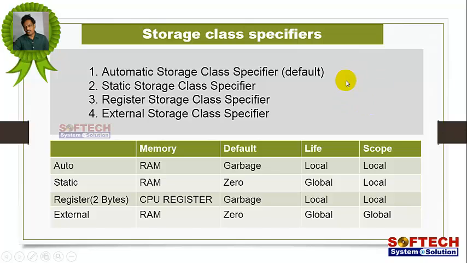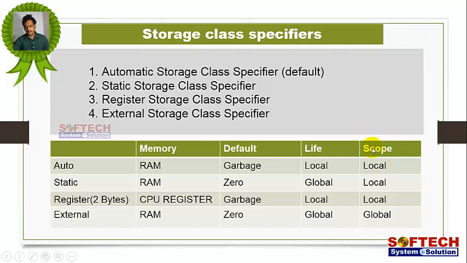If we call a function, it uses one variable, allocates some memory and assigns some value. We come out of the function, then we call the function again. It continues with the same memory. This life is global. We will discuss this through programs in the next slides. So life has two types, local and global. Scope also has two types, local and global.